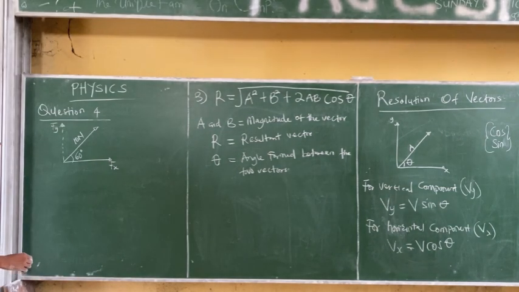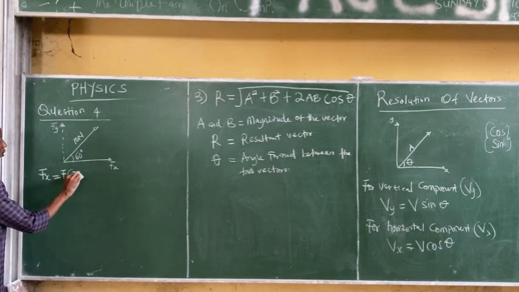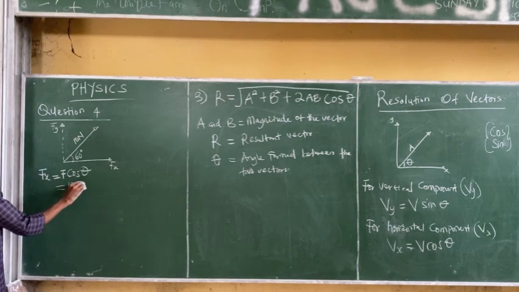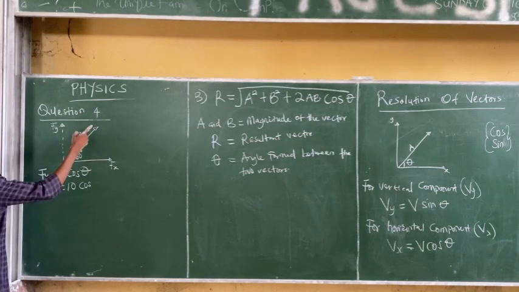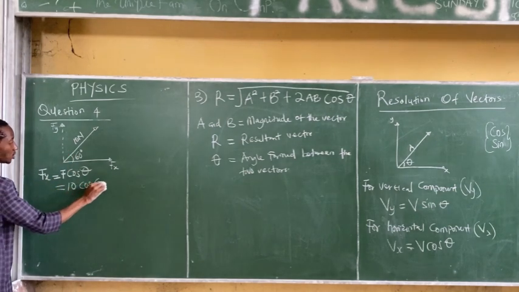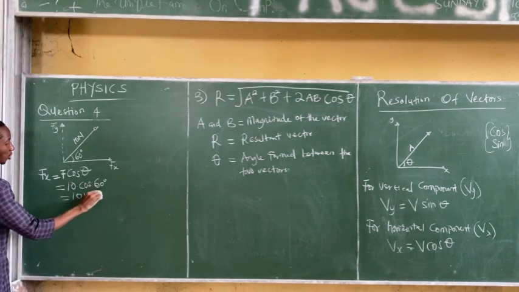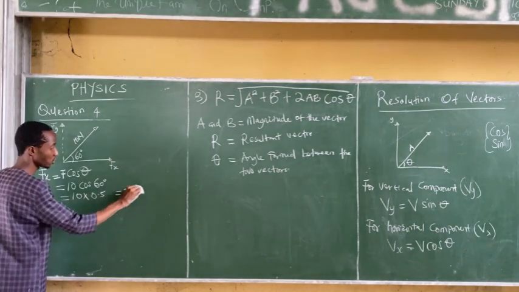From the question, for the horizontal, we have Fx is equal to F cos theta. Don't forget F is the force of the vector, which is 10 newtons. Cos theta here, theta is the angle the vector makes, which is 60 degrees. This is 10 times cos 60, which is 0.5. This will give us what? 10 times 0.5 will give us 5 newtons.